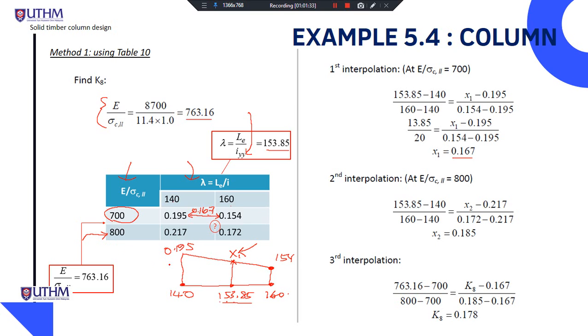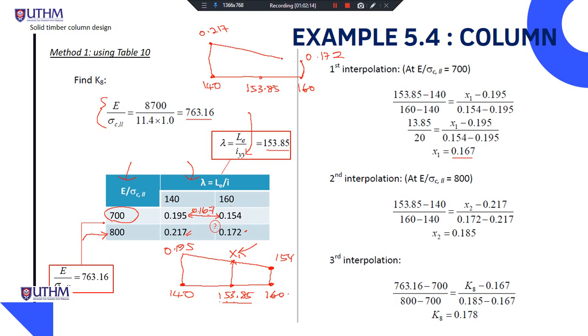Okay, so next at 800. Similar with this concept, we draw one line. Here is 140, here is 153.85, and here is 160. Our K at 140 is 0.217, and at 160 the K value is equal to 0.172.